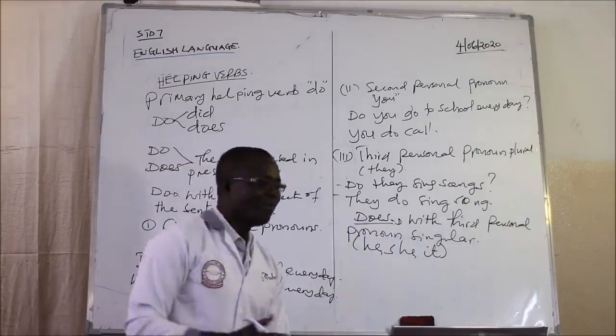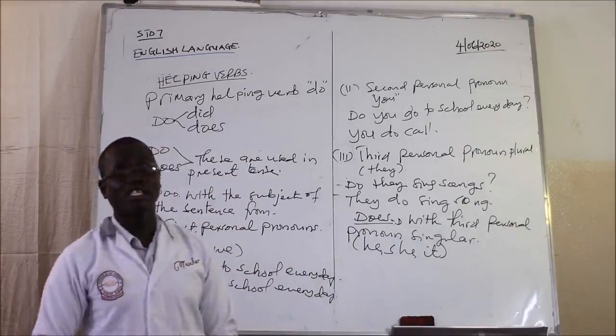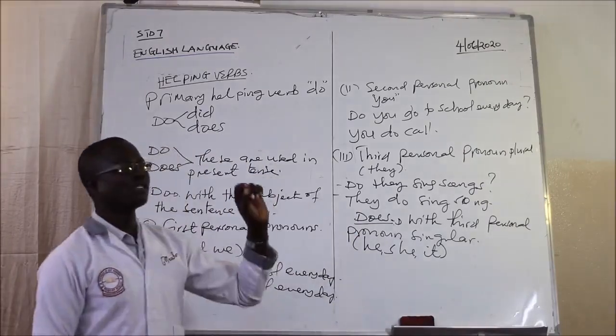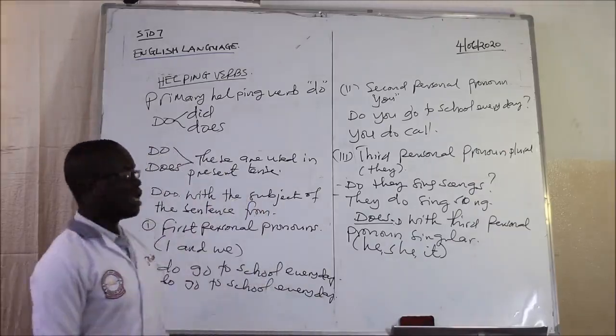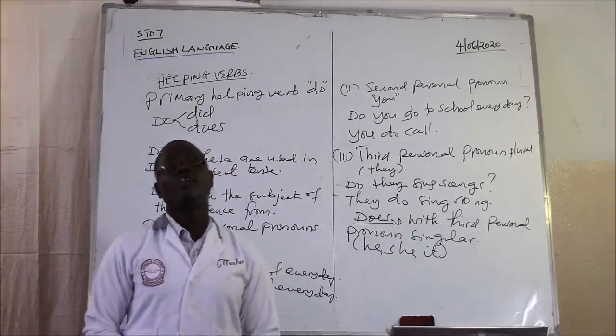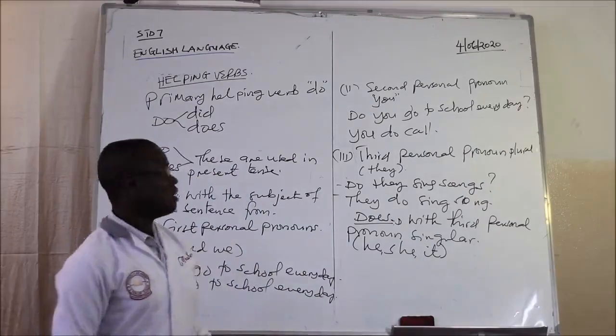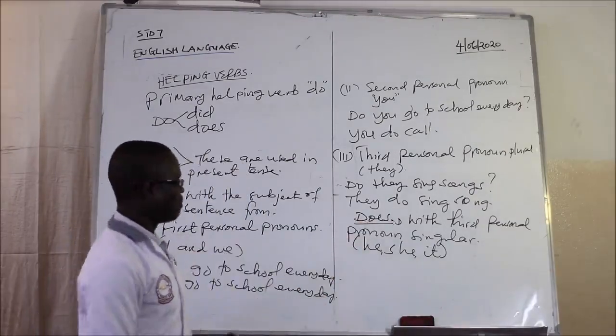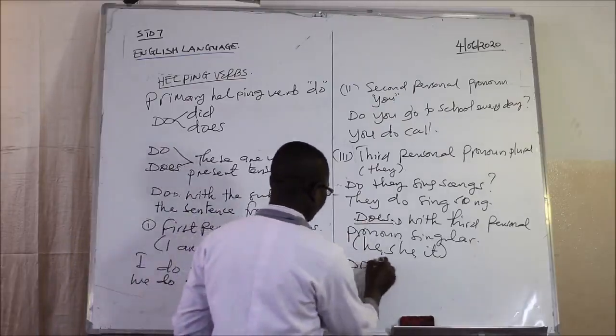Therefore, helping verb does, as I told you, is used in present tense, but what determines its use is the subject of the sentence. When the subject comes from third person pronoun singular is where we involve helping verb does. Let's see examples. Does he know me?